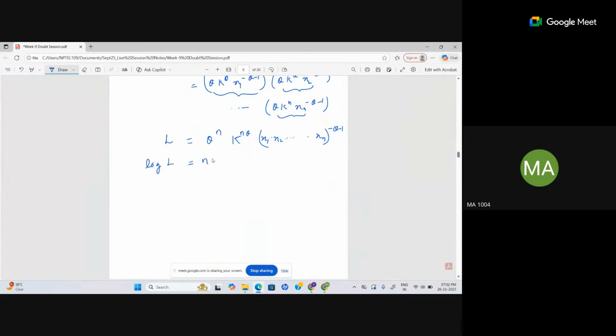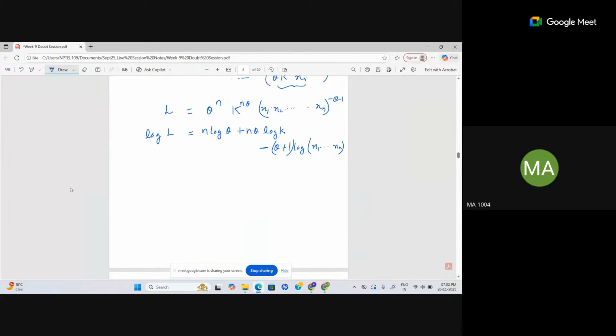So this will be n log theta plus n theta log of k. And then when you take log on this term, it will be minus theta minus 1 and log of product of x1 up to xn. So if you take theta as common, this will be theta plus 1. Now you have to differentiate it.